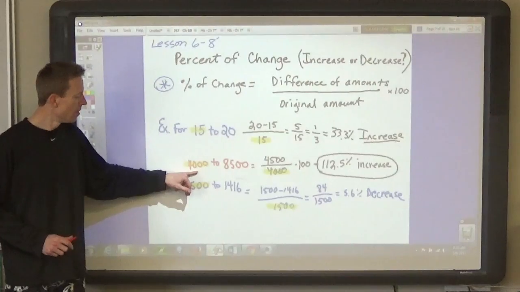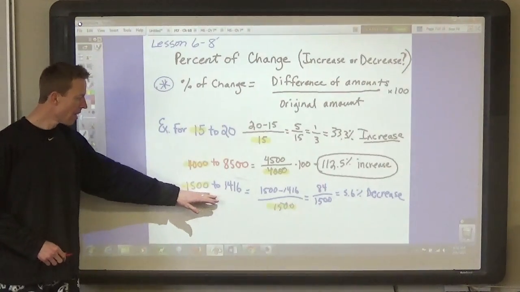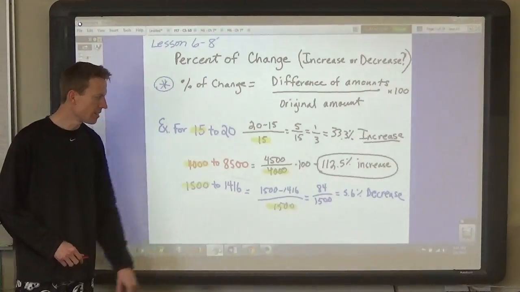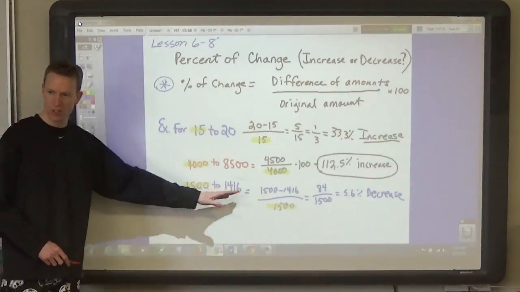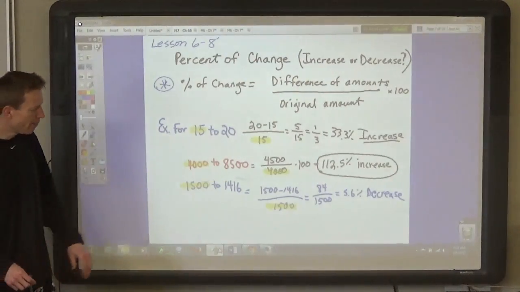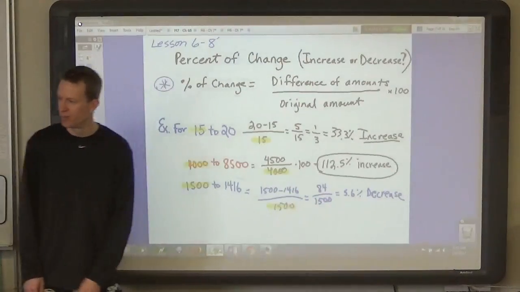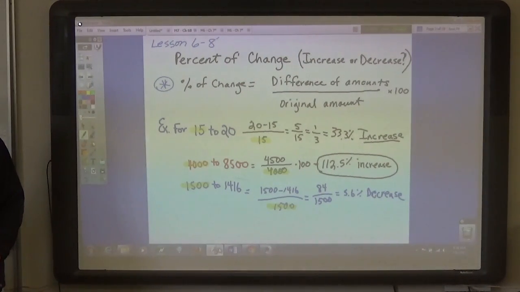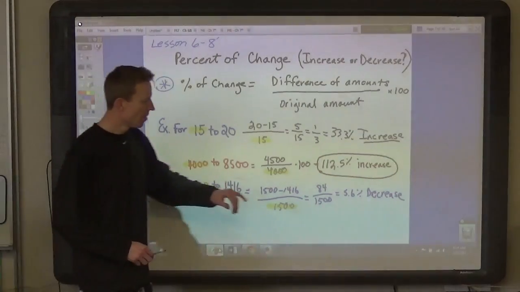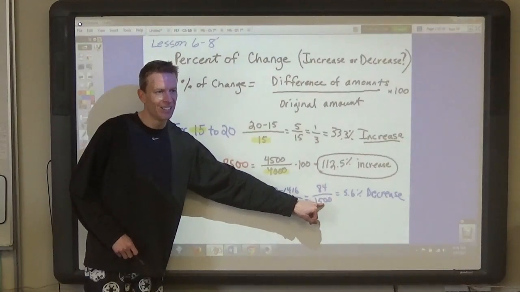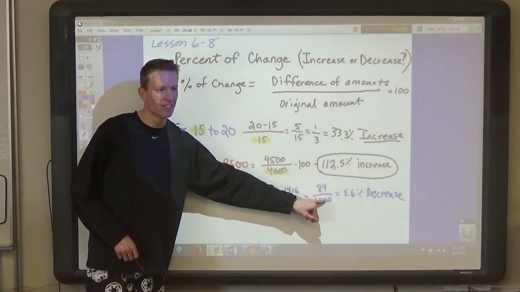Okay? Look at this one. 1,500 to 1,416. What is the difference of these two? Ariana? 84, yep. And then what do we do? Lydia? Yeah, how do you convert then this fraction to a percent? Jeremiah? Do you remember how to convert a fraction to a percent?